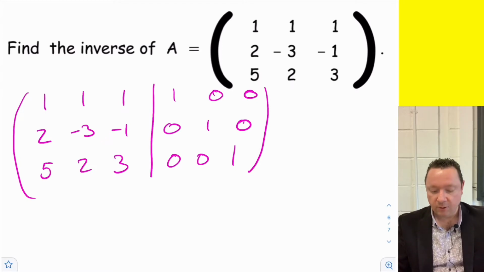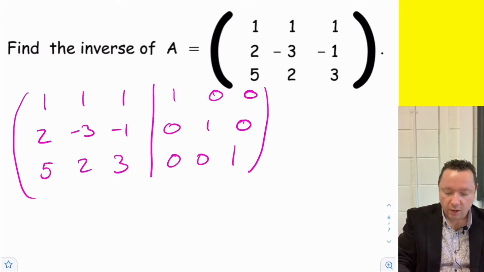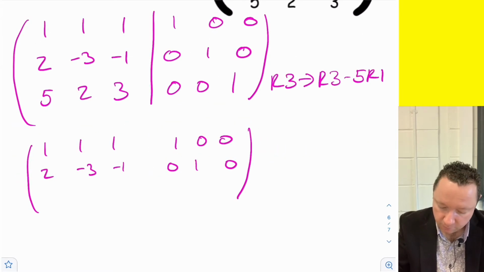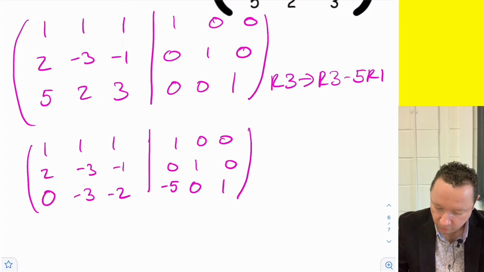So let's start with our elementary row operations using Gaussian Elimination or Gauss-Jordan Elimination. We're going to try and create zeros in these places to start with. We're going to say row 3 becomes row 3 minus 5 row 1. So 5 minus 5 is 0. 2 minus 5 is minus 3. 3 minus 5 is minus 2. And then the right hand side, 0 minus 5, 0 minus 0, and 1 minus 0.